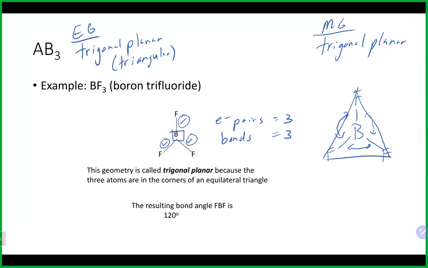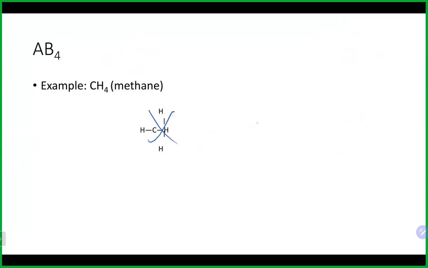Next example is one where we have a central atom and 4 things attached. That is really bad. So let me reach down. Not sure what happened with that guy there. So let me just redraw methane so it looks a little better. There you go. All right.